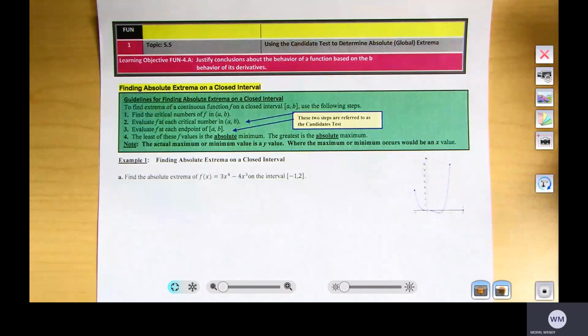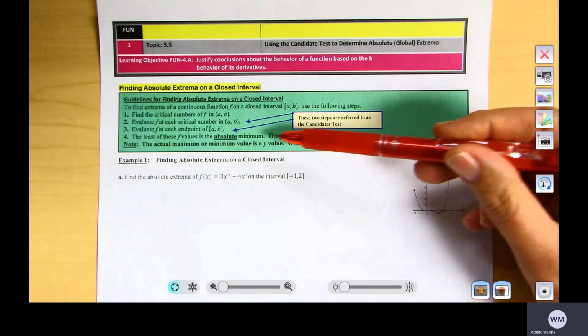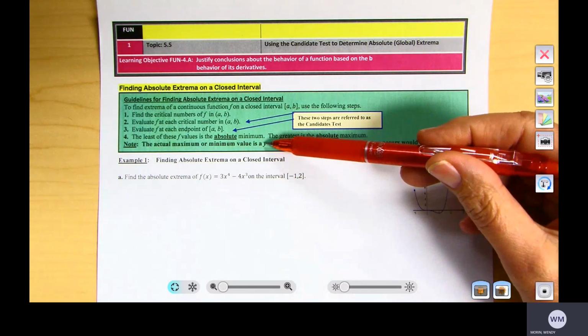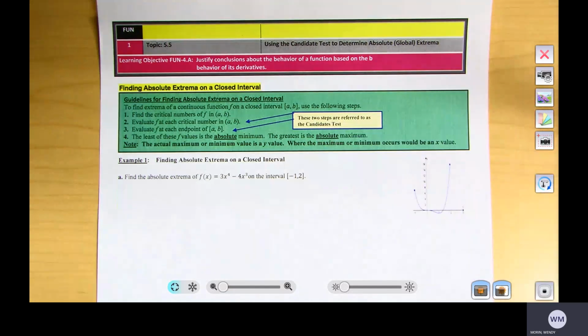Sometimes they will say, what is the maximum or minimum value? So in that case, you would be given the y value, or the question may say, where does the maximum or minimum occur? And that would be the x values. So make sure you're answering the question that is being asked.